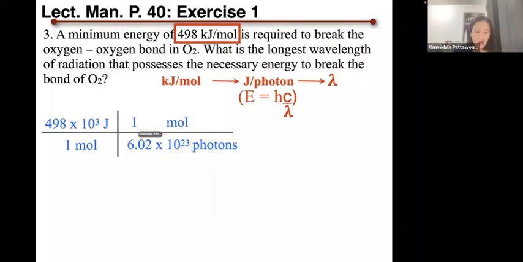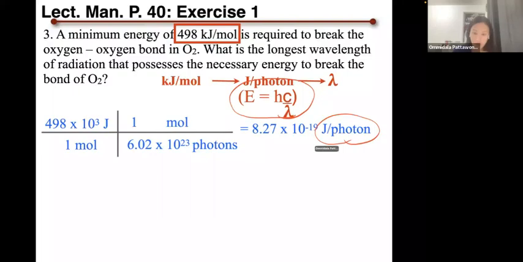If you check the unit, the mole will cancel out. So right now you are going to end up with joule per photon. The number that you receive here is going to be in joule per photon, which is exactly what we want, because in order to use this equation, it needs to be in joule per photon. If it's not in per photon, then you will need to convert it.